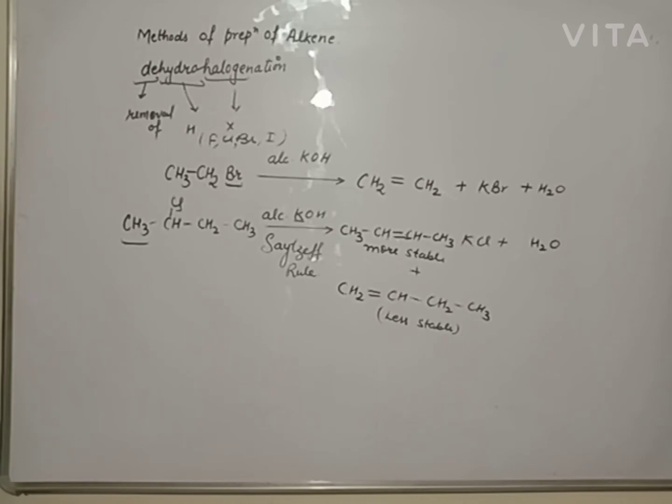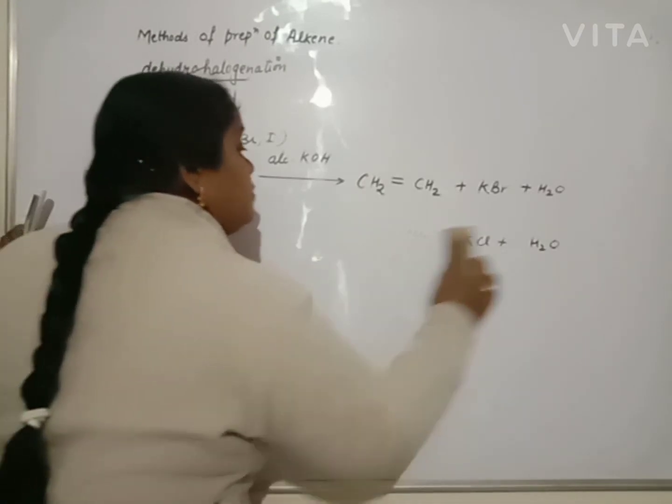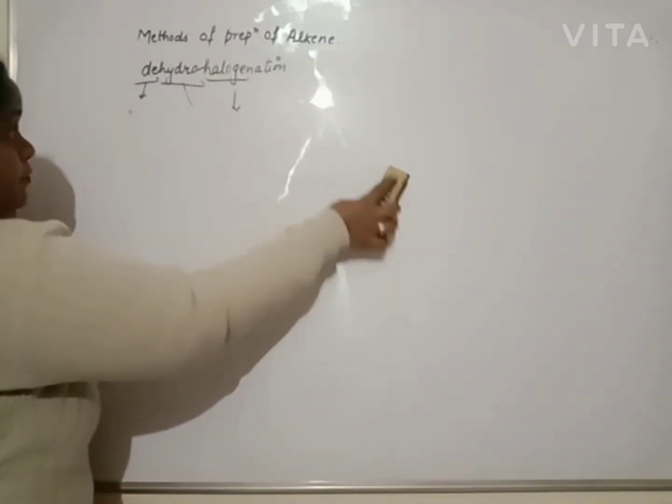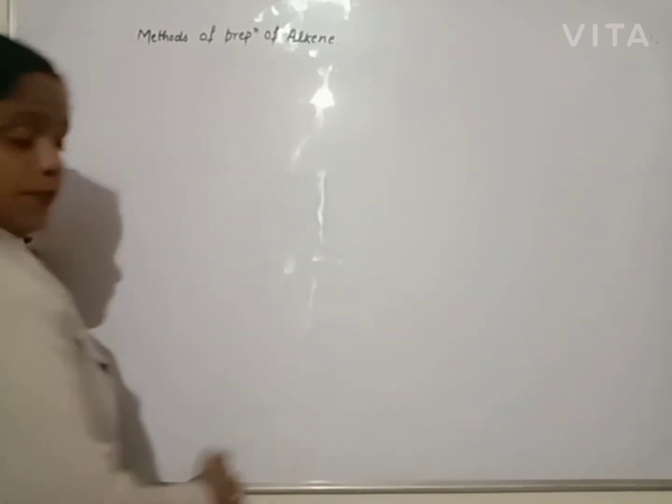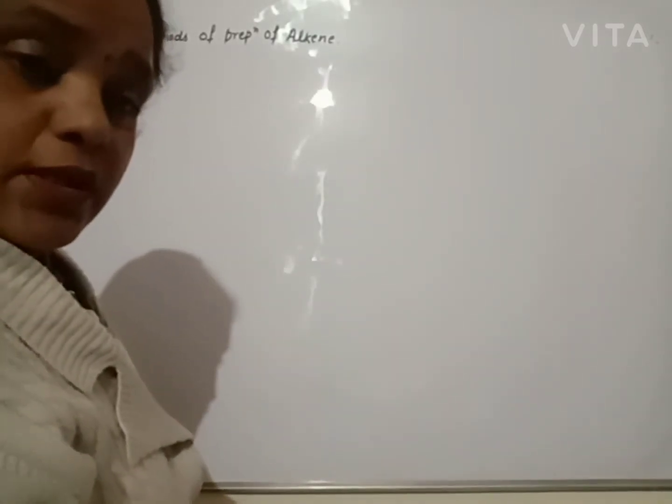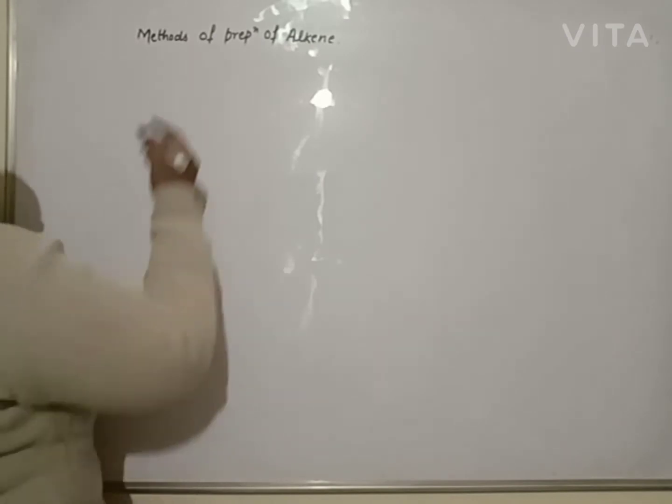Now, another method is known as Kolbe's electrolytic method. That Kolbe's electrolytic method you must learn for the preparation of alkane. Now it is also learned in the preparation of alkene and also in the preparation of alkynes.